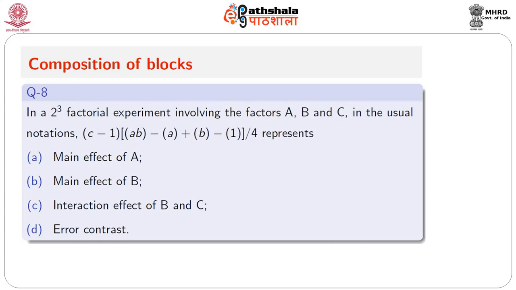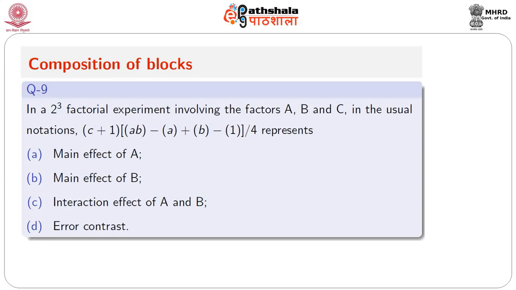Yes. In a 2 cube factorial experiment, here an additional factor is there, A, B and C. In the usual notations, (C - 1) into this, etc. What does that represent? The moment you see C - 1, you know that the factor C is already involved. So you have to only look for the other 2. And AB - A + B - 1, that is (A + 1)(B - 1). Therefore, (A + 1)(B - 1)(C - 1). It is referring to the interaction between B and C.